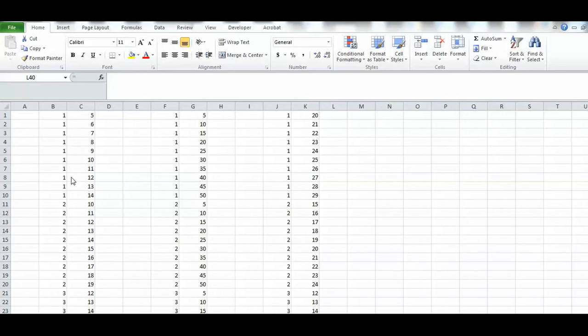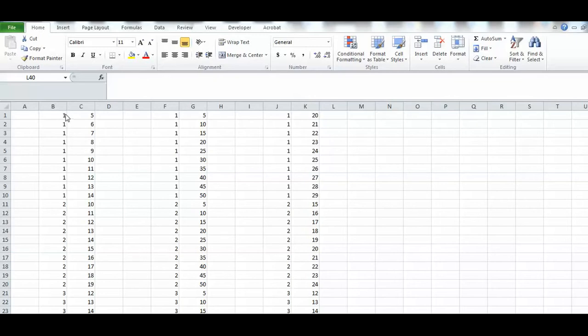Here in Excel, I made up 3 different populations of 50 people to use for this demonstration. So over here in columns B and C, we have one population of 50 people. Over here we have another population of 50 people. And over here we have another population of 50 people. Let's look at this first population.